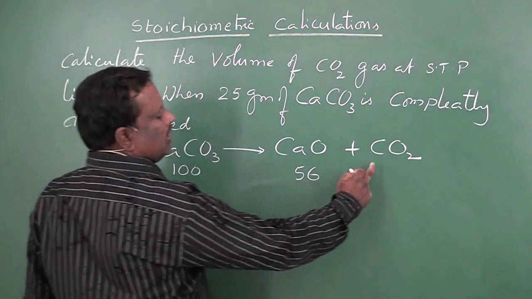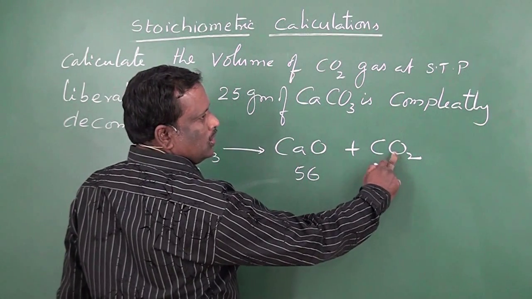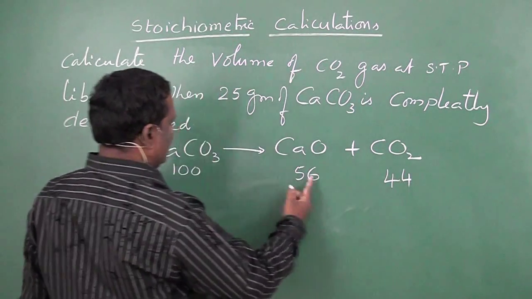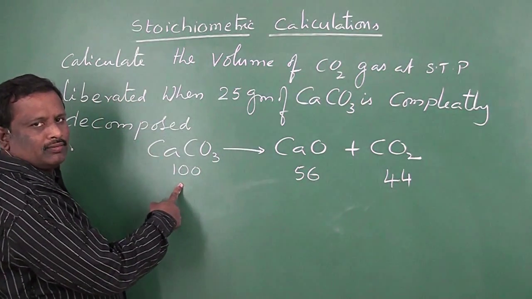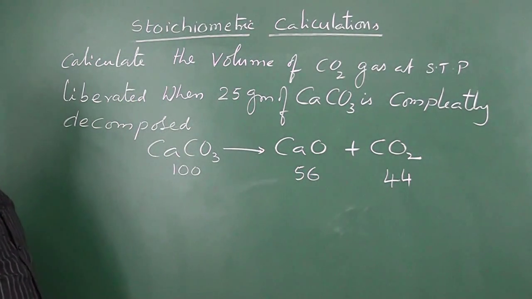Here in CO2, carbon is 12 plus 2 oxygens, 2 16s, 32. 12 plus 32, it is 44. Now 44 plus 56 will be equal to 100. It should be always equal. Now what is the relation they are asking?